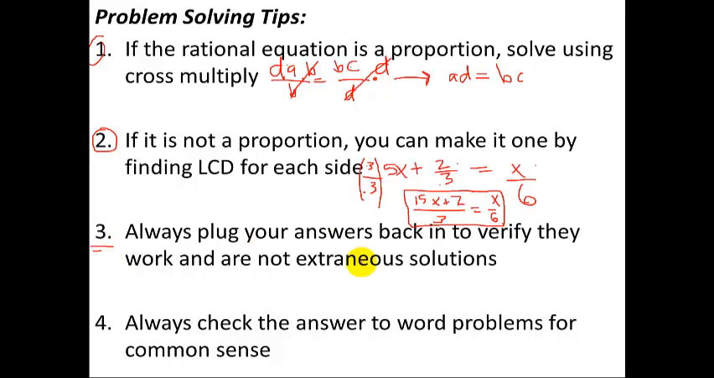Okay, always plug in and check your answers to make sure they're not extraneous. That's just going back to that vocab word. You can't have a 0 in the denominator. And then the last thing, always check the answer to word problems for common sense.